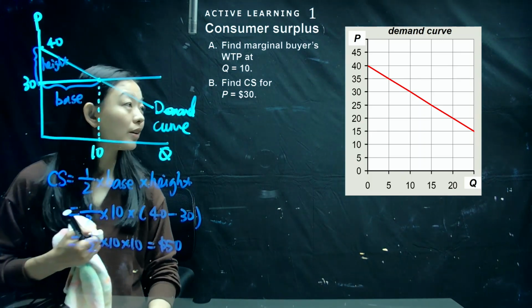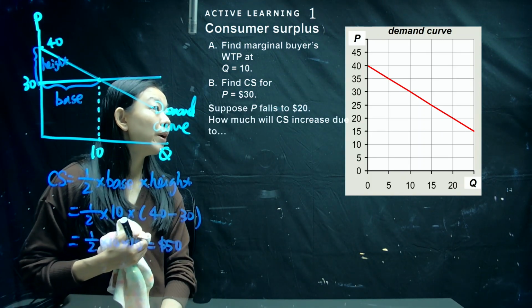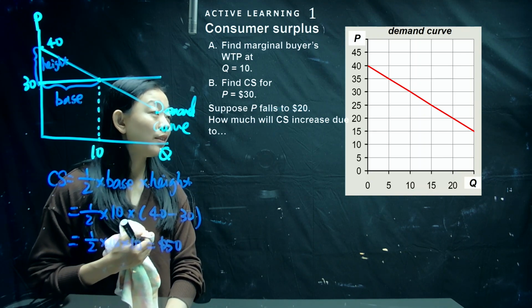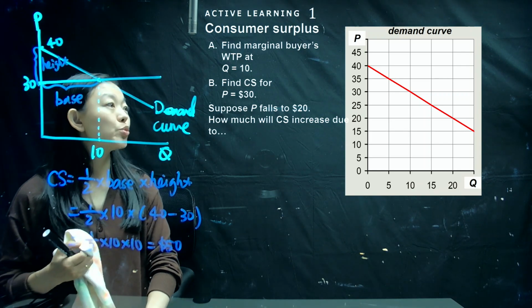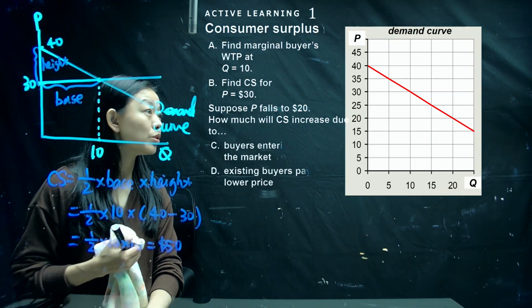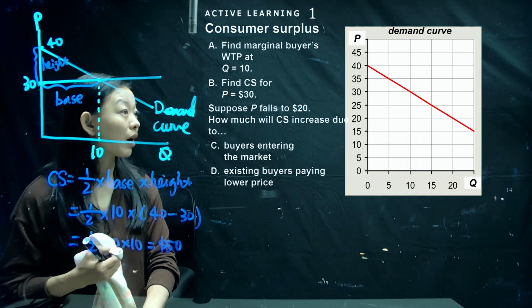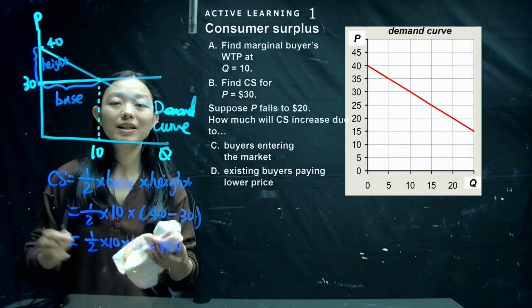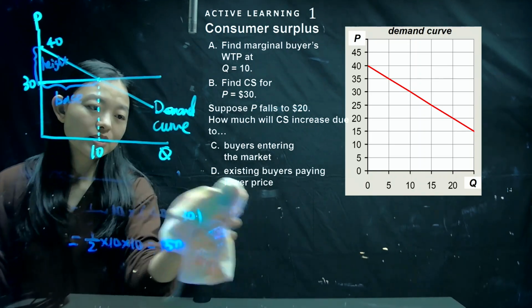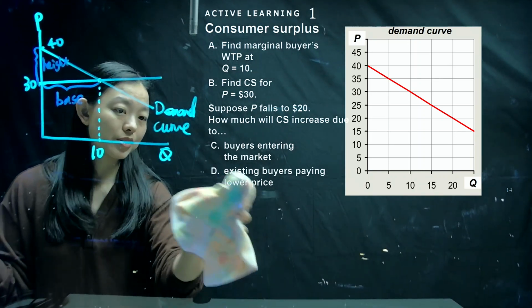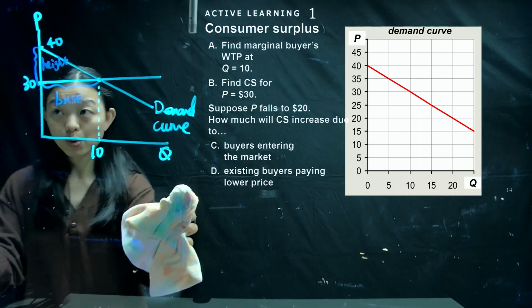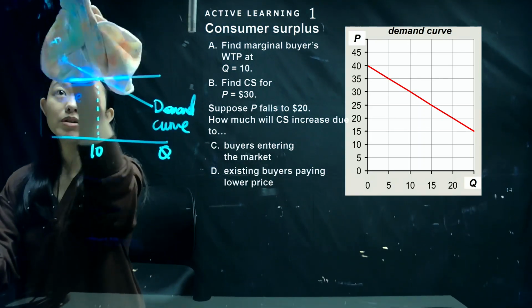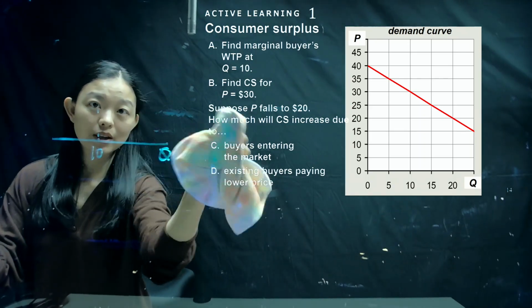Understand? Now let's see. Suppose now the price decreased to $20. Then please compute how much consumer surplus will increase due to buyers who enter the market and the existing buyers who can now pay the lower price. Okay, so let's see how to solve this question. This type of question is actually very important. It might appear in the practice questions, the quiz questions, or the homework assignment questions. Okay, so let me solve this question with you together.